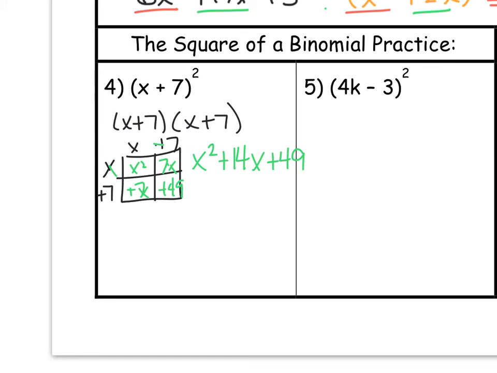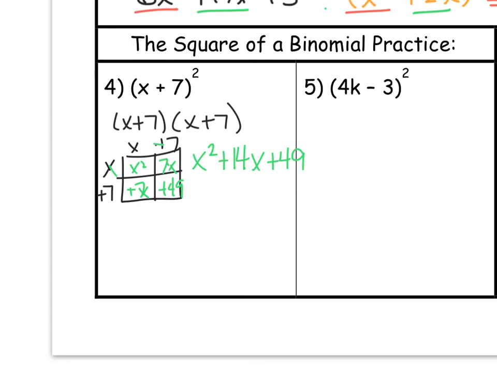So the shortcut to this is called a double-double square. So we double the first one, so x squared, we square that, and we get x squared. We double the last one, 7 squared is 49, and since this is a plus, we double this by adding it, and 7 plus 7 is 14, and just add an x. So it's x squared plus 14x plus 49.